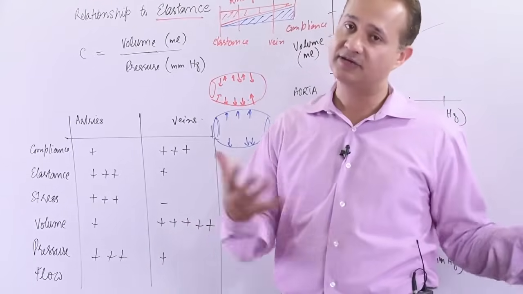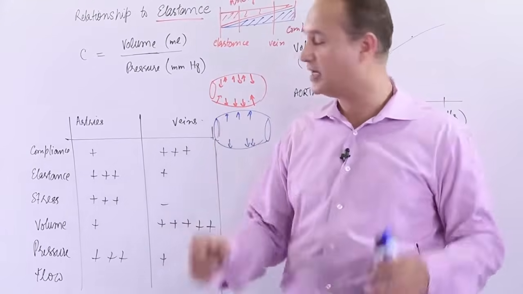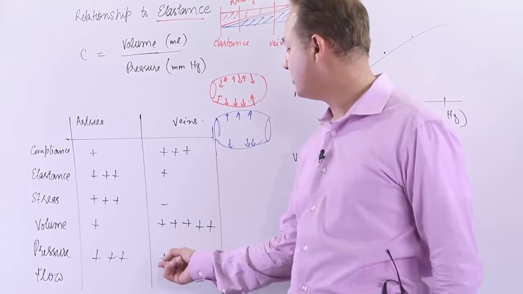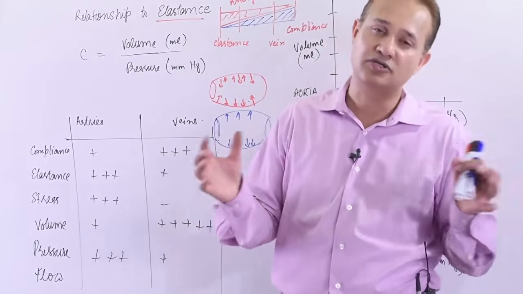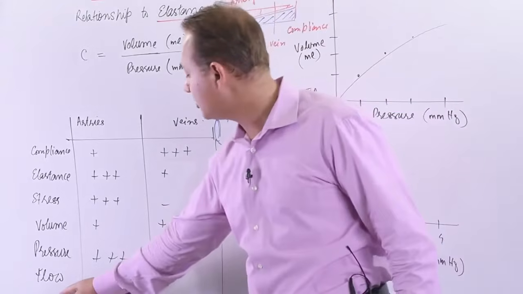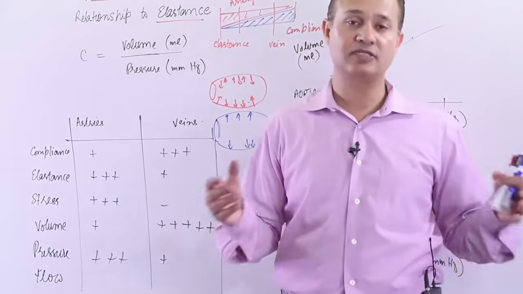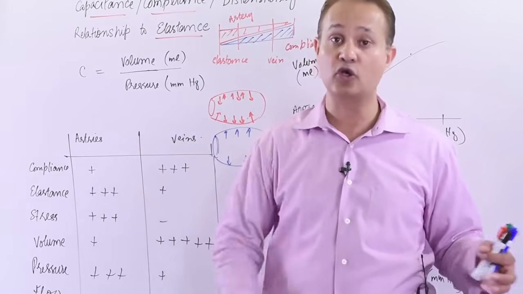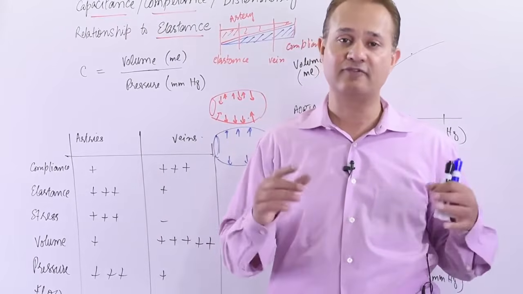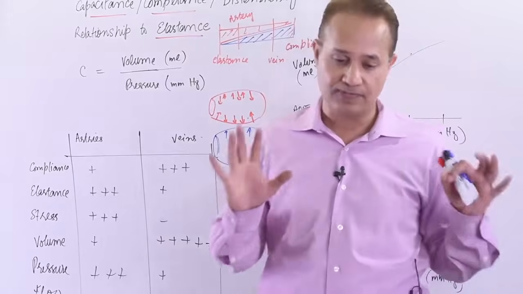Pressure. Arteries have high pressure because of the recoil, because of the elastance. Veins do not have that kind of pressure because they are distensible. They do not recoil. How about the flow? Flow is going to be equal because that is a rule: as you move the fluid through a closed circuit, the flow at every point is equal. So flow is equal. Okay.